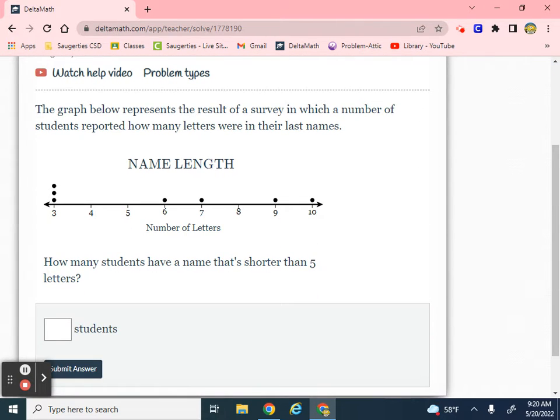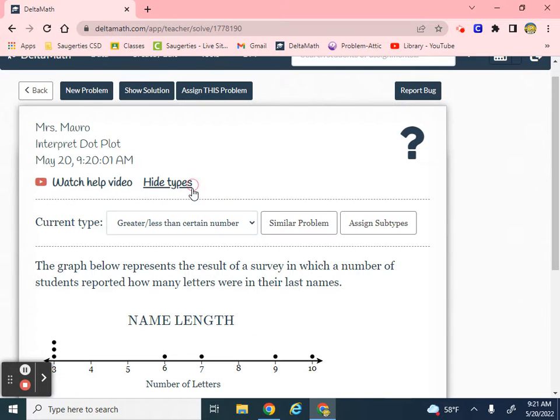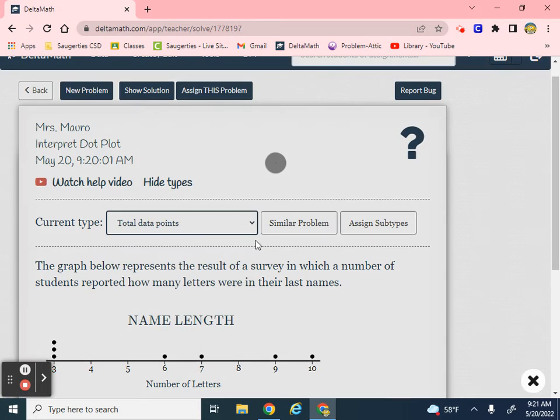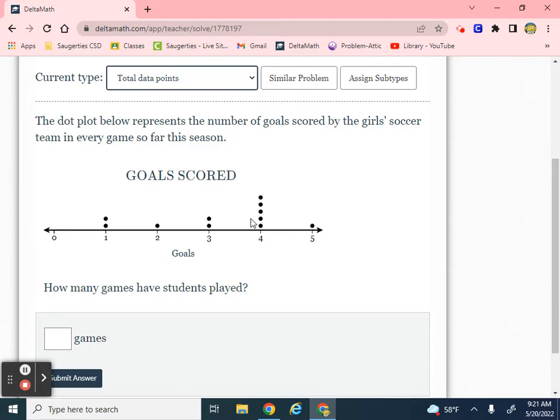So let me do this. I want to do this in order actually, because there's certain things. Some of these are super easy, but it's also super easy to make a mistake. So the dot plot represents a number of goals. We don't really care what it represents. We just want to answer the question here. How many games have the students played? It should be how many goals have they scored. We're just going to ignore that question for now.